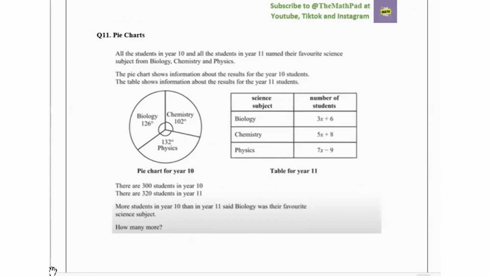So it says that all the students in year 10 and all the students in year 11 named their favorite science subject from biology, chemistry, and physics. The pie chart shows information about the results for the year 10 students, and the table shows information about the results for the year 11 students. So we have biology, chemistry, and physics. They've shown us the angles in the pie chart, and they've given us expressions for each of these subjects in the table. Pie chart is for year 10, table is for year 11.